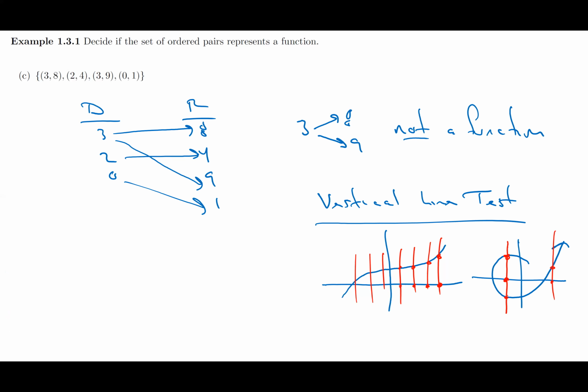If you're looking at example C here, you might have this situation, right? 1, 2, 3, 4, 5, 6, 7, 8, and then we'll go all the way to 9, and then 1, 2, 3. We had 0 and 1. We had 2 and 4. Then we had 3 and 8 and 9. So you can see that. Blow those points up a little bit. 3, 8, 9. The vertical line test has failed. Okay.